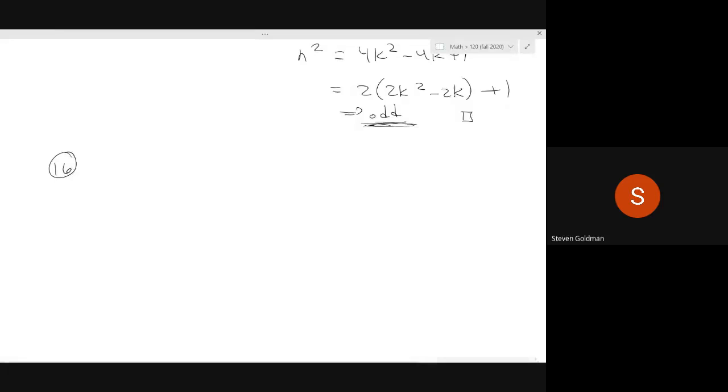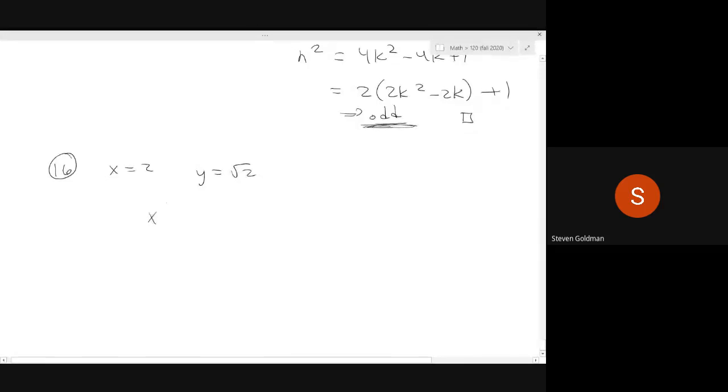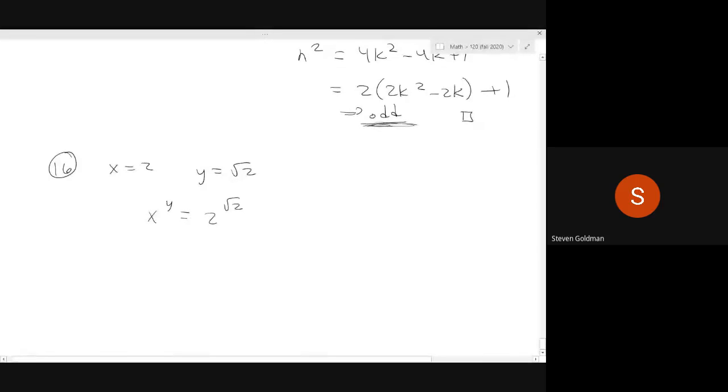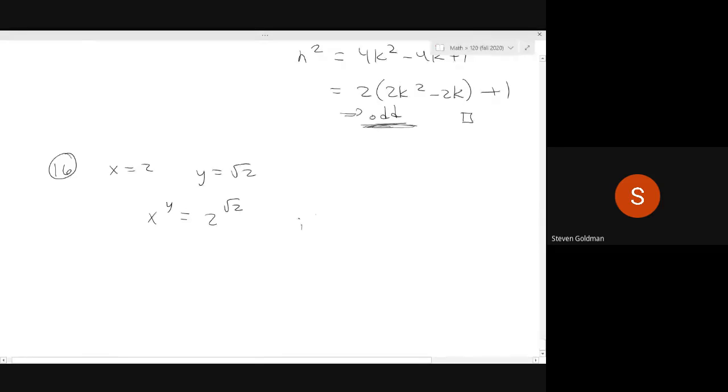So how do we show that this is true? Let's say we pick x equals 2 and y equals the square root of 2. Okay. So x to the y would be 2 to the power of the square root of 2. So x is rational, y is irrational. Now 2 to the power of the square root of 2, I don't know what that is. If it's irrational, then we're done. We found an answer.